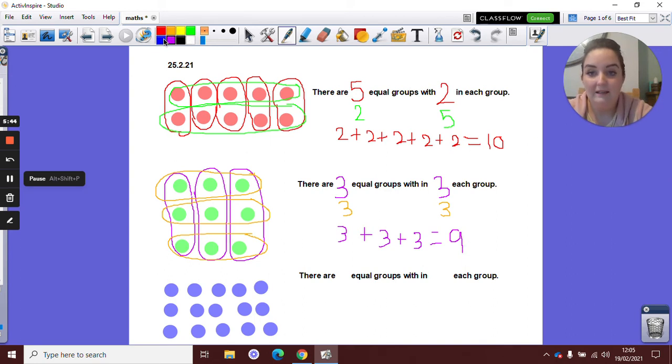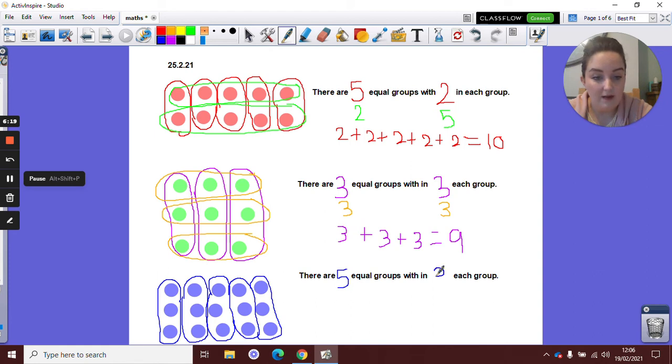And then the last one, right at the bottom here, they're a bit wonky, these lines. So let's see how many equal groups we've got and how many within each group. So we've got 1, 2, 3, 4, and 5. So I've got 5 equal groups, and how many are in each group? 1, 2, 3, 1, 2, 3, 1, 2, 3. Yeah, I've got 3 in each group.